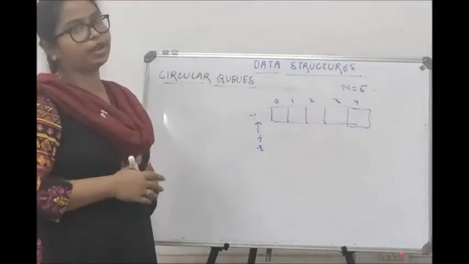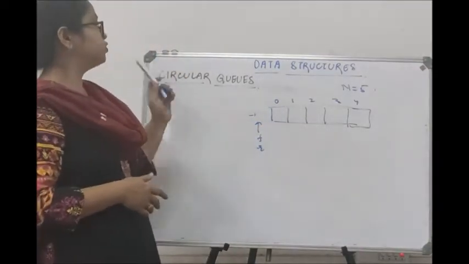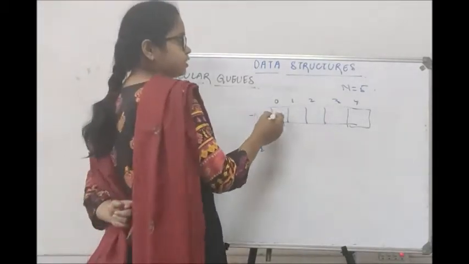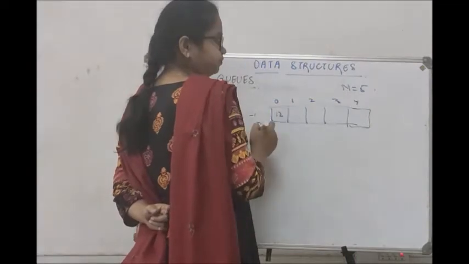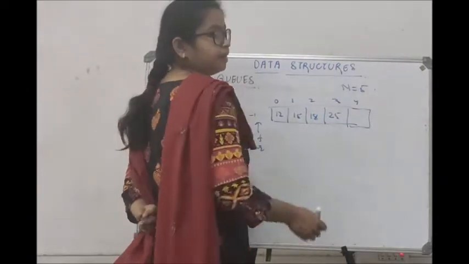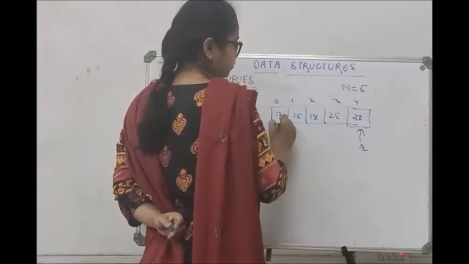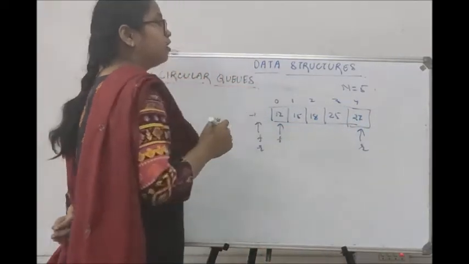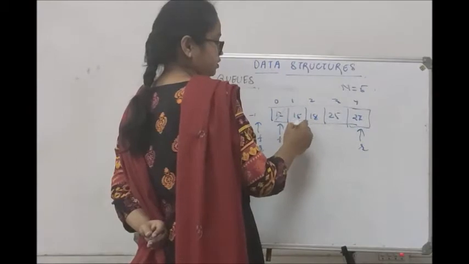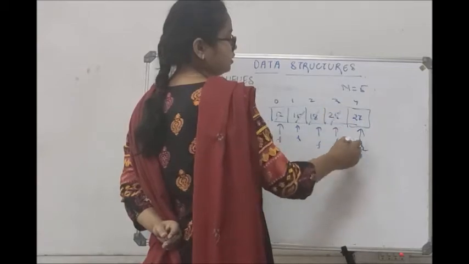Now what is the drawback? I am trying to make you understand what is the problem with this normal queue and why we are moving towards circular queue. The problem is, suppose you insert an element 12, 15, 18, then again you NQ an element 25, then again you NQ element 27. So now at this point rear points to this, front is here. Now suppose we want to delete. We deleted all the 4 elements. Front is here. Then we deleted this, front is here. Then we deleted this, front is here.